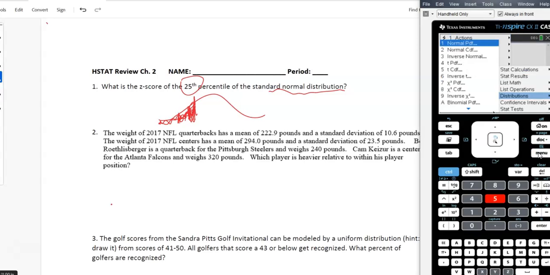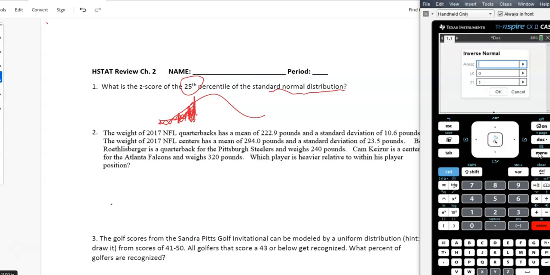So 3 is the inverse normal there. So inverse normal is when you know the percentage or the area. It's always area of 1 underneath the curve. So if you know 25% of that would be 0.25. Because this is just a standardized score, a z-score, we're going to leave the default of 0 and 1 for the mean and standard deviation. Just say OK. And so we know that is, what is the z-score?